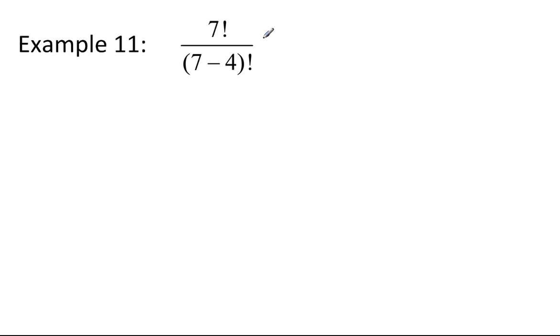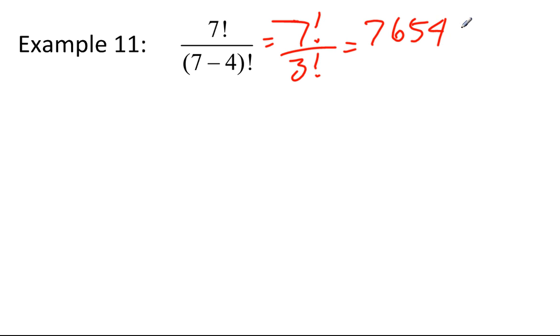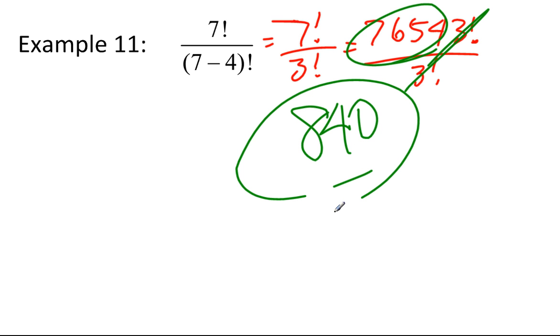Alright. So we got 7 over 3, which is 7, 6, 5, 4, 3 over 3. So our 3's go away. You multiply your 4 numbers you got left, and that's 840.